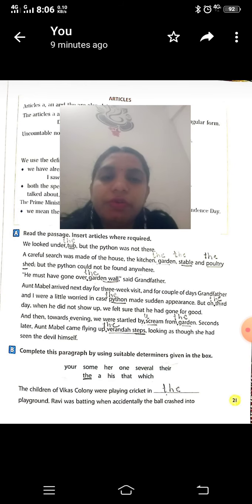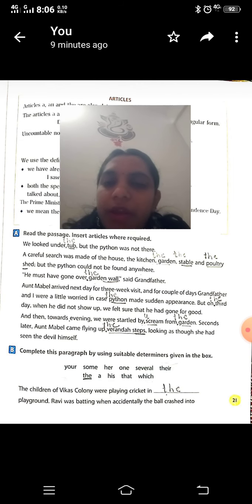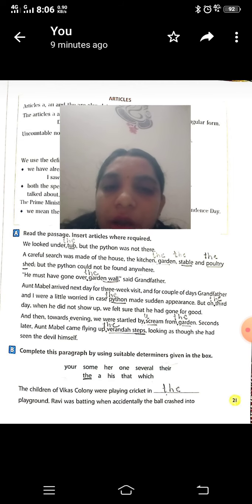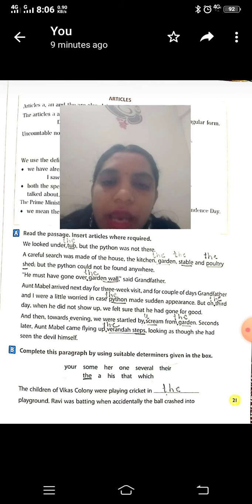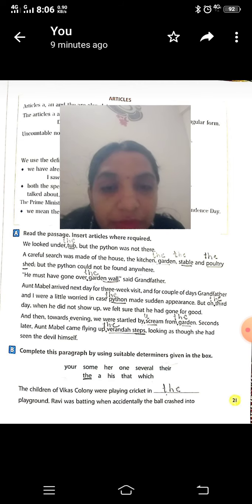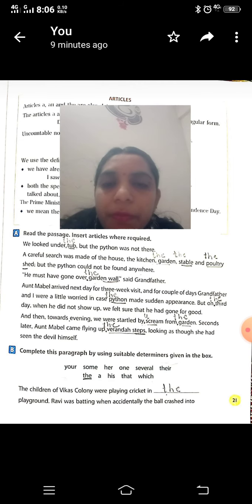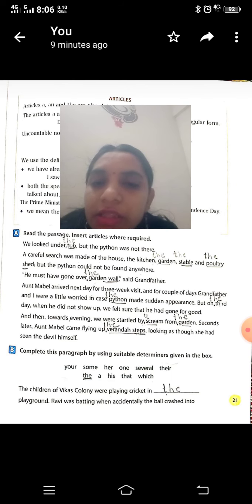Then the third day, when he did not show up, we felt sure that he had gone for good. And then towards evening, we were startled by a scream from the garden. Seconds later, Aunt Mabel came flying up the veranda steps, looking as though she had seen the devil himself.